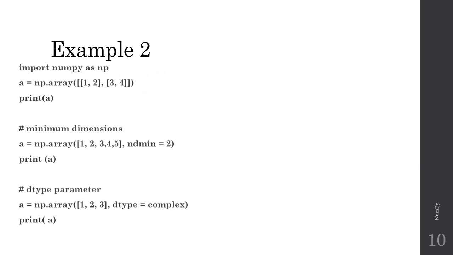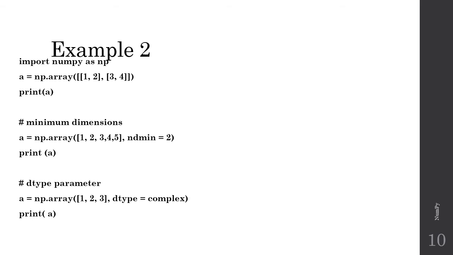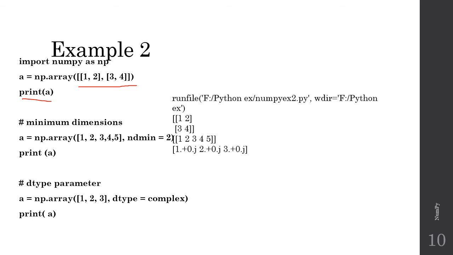One more example. Again, we are importing the NumPy package to a variable np. And we are creating an n-dimensional array using the np.array method. See the parameters passed here. It's a two-dimensional array or matrix. In the next statement, we are trying to print the array or matrix. The result is a 2 by 2 matrix. The first row consists of two elements, 1, 2, and the second row, 3, 4.